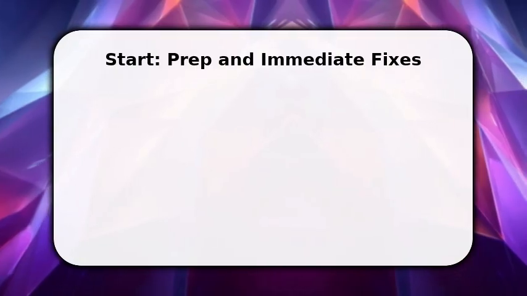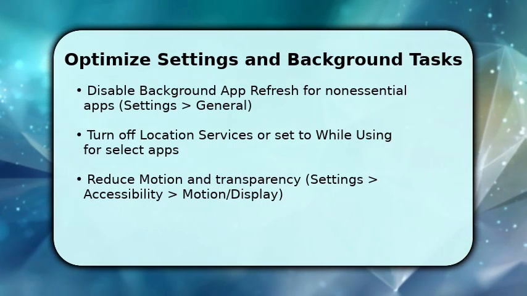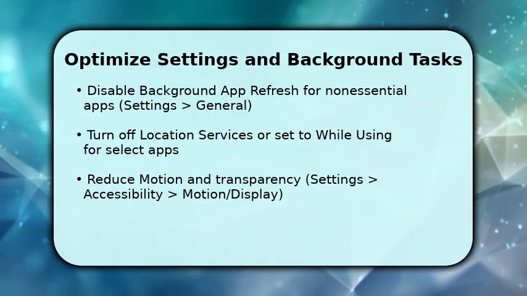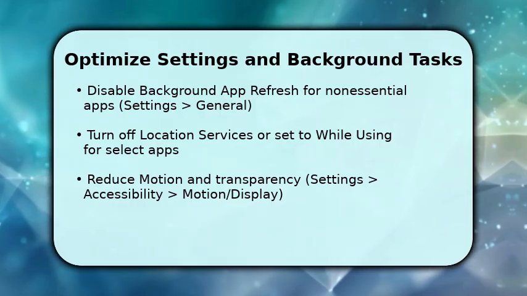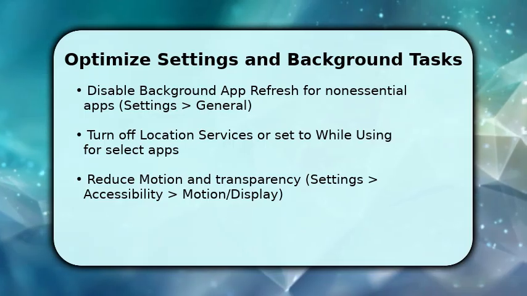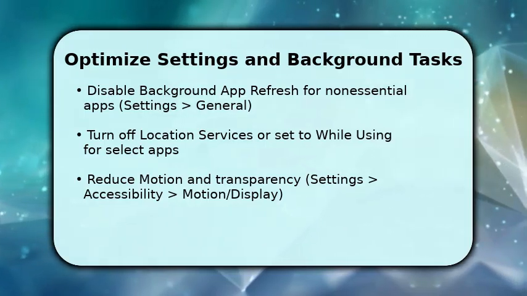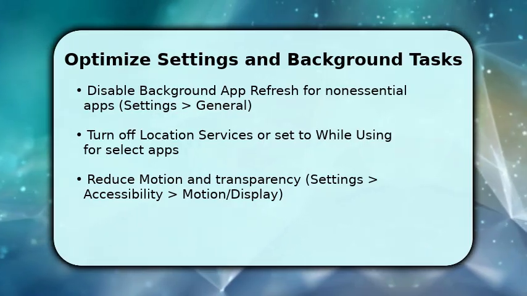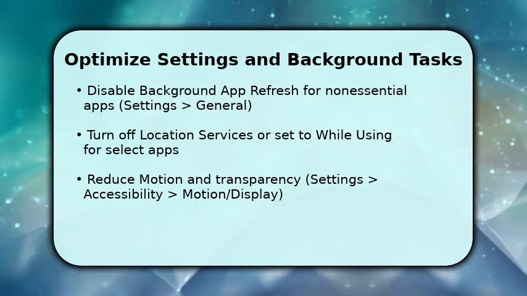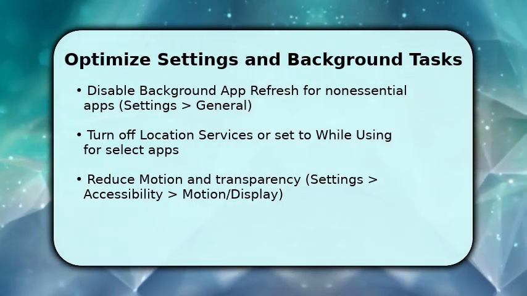Once the basics are handled, adjust background behavior to reduce constant CPU and network use. Turn off background app refresh for apps that don't need live updates. This stops invisible processes that slow your phone. Next, set location services to while using or off for apps that don't require GPS, which saves CPU and battery. Also reduce motion and transparency to lessen GPU load. These changes lower continuous resource demands, so your iPhone spends cycles.